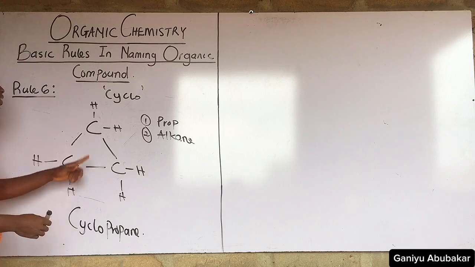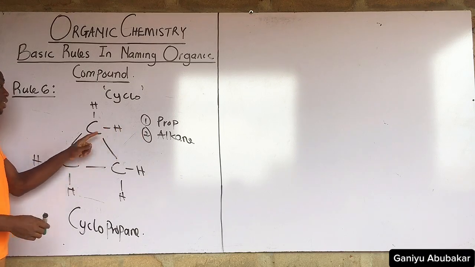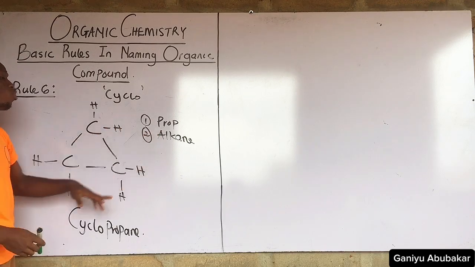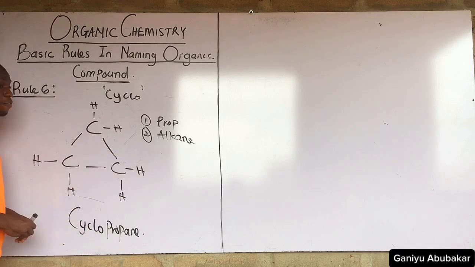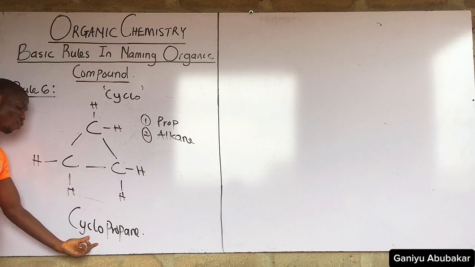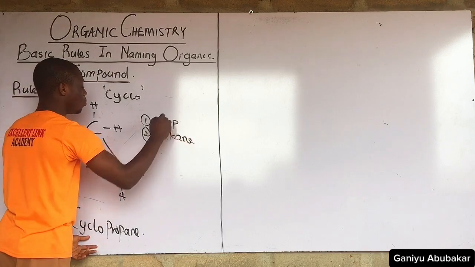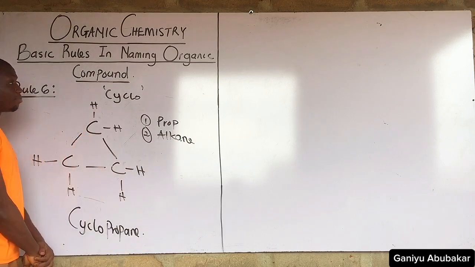So rule 1 says longest carbon chain. This 1, 2, just 3. That's prop. Rule 2, functional group, alkane. So for this one here it is a ring form. So for ring form, what do you do there? Use the word cyclo followed by the what? Functional group.